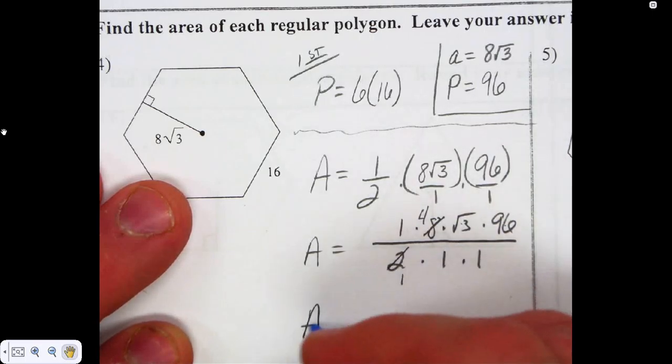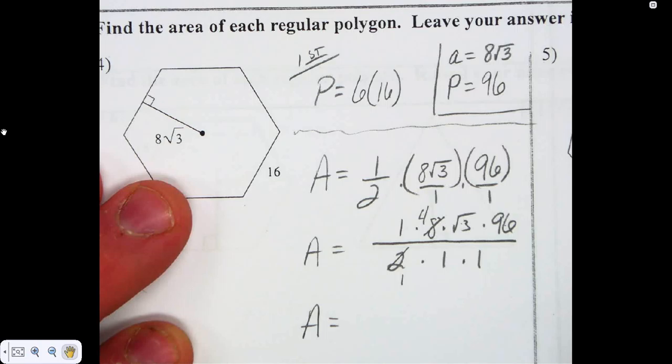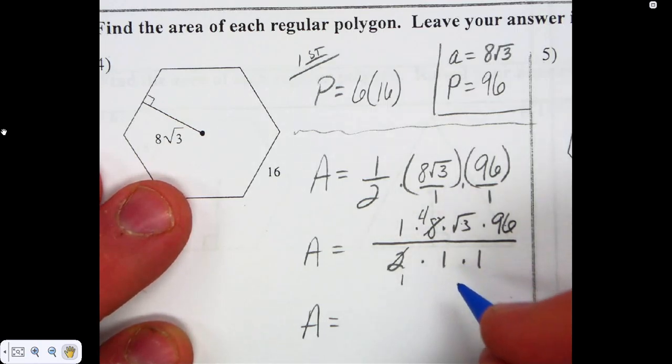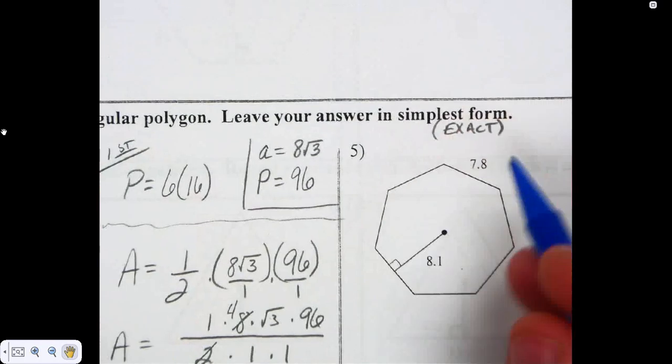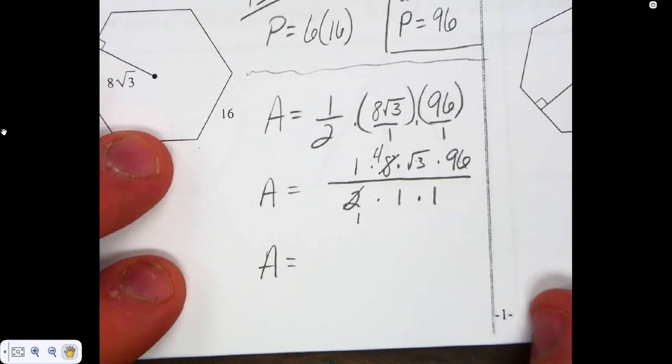What is my area equal to? You tell me. If I have all 1s on the bottom, is it a fraction anymore? No, I don't have to write it as a fraction, do I? No, we're not using decimals. We have to leave it in exact form. So tell me, what do I do?